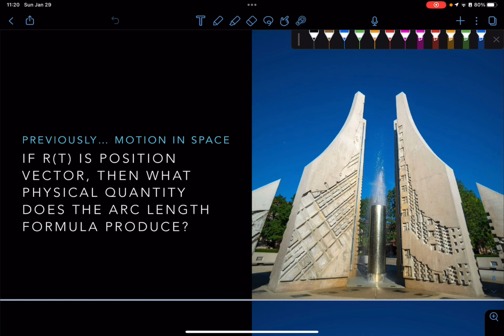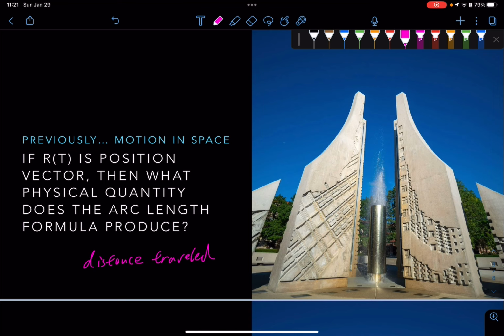Let's say I give you r(t) as a position vector. What physical quantity does the arc length formula produce? We have already learned this in the previous lecture. The physical quantity of this arc length is called the distance traveled. They are pretty much the same thing, but instead of calling it distance traveled in a physical meaning, we are just generalizing it as an arc length.